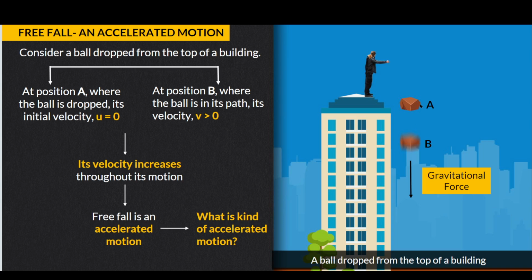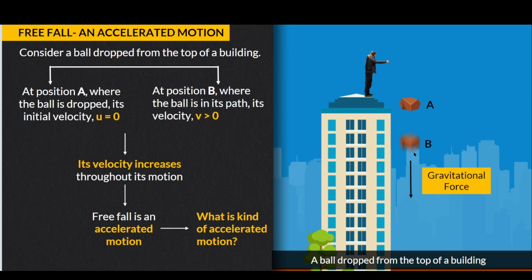So if you consider a ball dropped from the top of the building at position A, the ball is just dropped, so its initial velocity, its initial speed, is 0. But at position B, the body is in its path, right? It's going down, so its velocity is not 0. It has some speed now, right? So as it is going down, its velocity is increasing throughout its motion. Why? Because of the gravitational force which is acting towards the center of the earth.